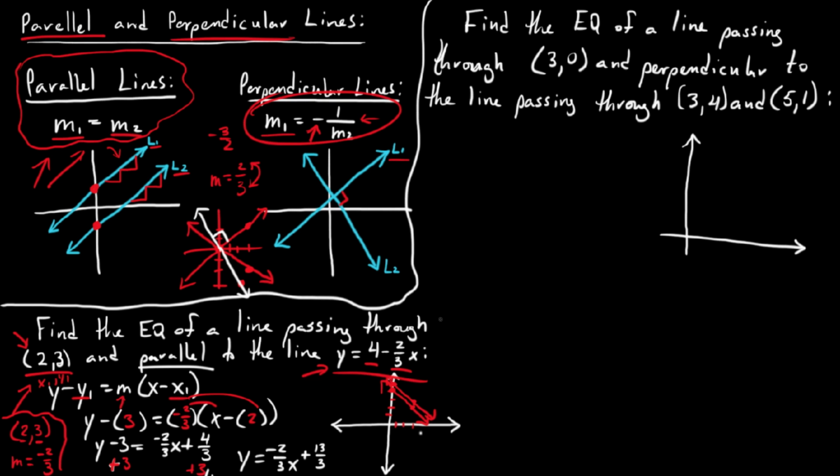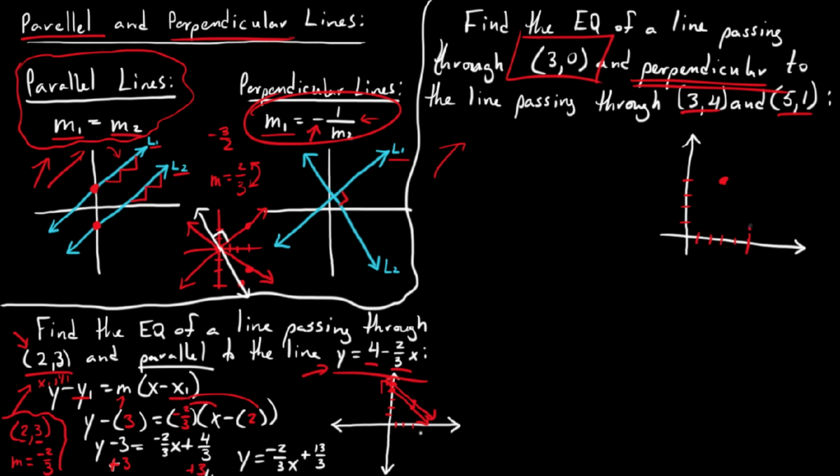Okay. So let's take a look at the case where we want perpendicular. All right. Starting with this, we say find the equation of a line passing through this point. So we want to go through 3, 0. But this time we want it to be perpendicular to a line passing through 3, 4, and 5, 1. So first things first, let's sketch these second 2 points. We go 3, up 4, and then out 5 and up 1.